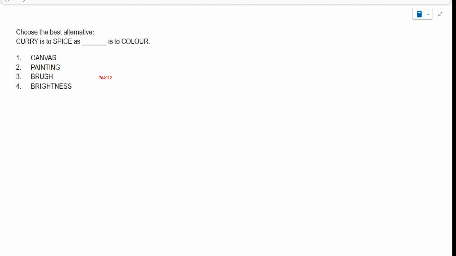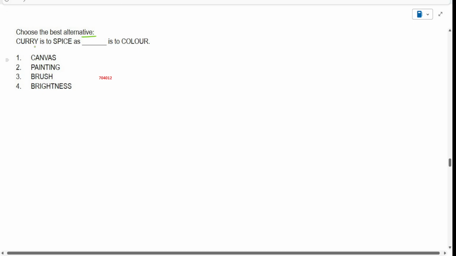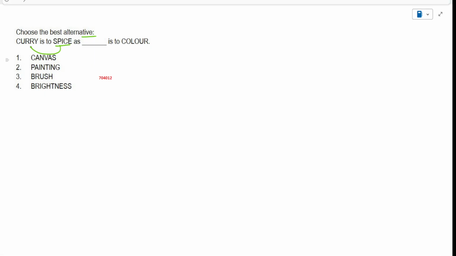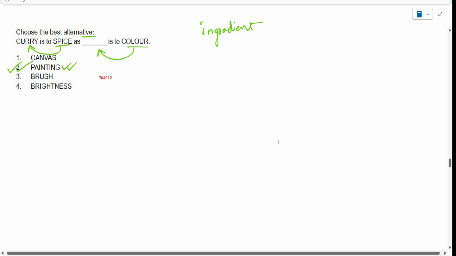Next question. Choose the best alternative. Curry is to spice. See, spice is an ingredient to make the curry. Spice is an ingredient. Therefore, color is also an ingredient to this dash. What is that? Color is the ingredient of what? Color is the ingredient of painting. Very easy question. Direct question.